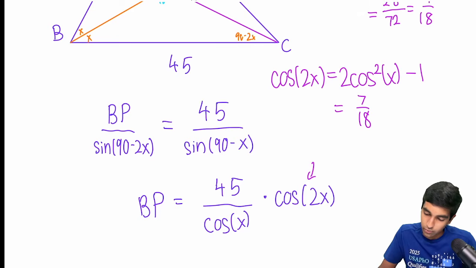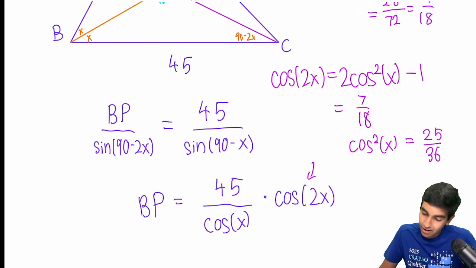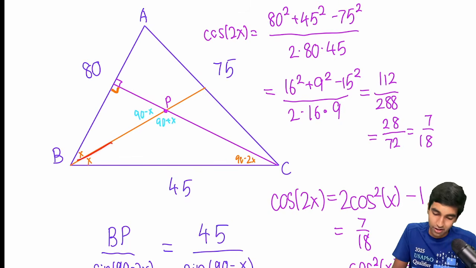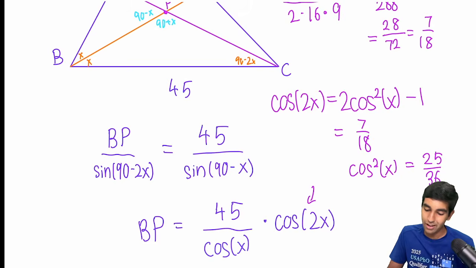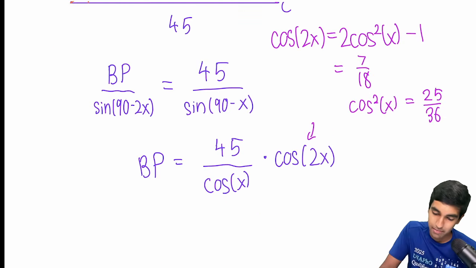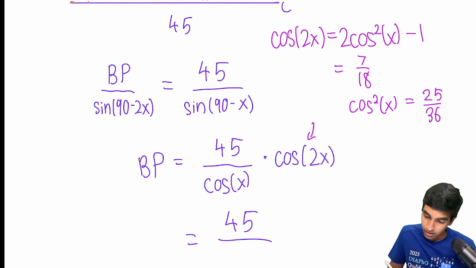And this is actually really nice. 2 cosine squared x equals 25 over 18. We divide by 2 on both sides to get 25 over 36. So cosine of x is plus or minus 5 over 6. But it's an acute triangle, so it's not going to be minus 5 over 6. We don't have to worry about that. Also, that would cause BP to have a negative side length. So we just substitute all that in, and then we get cosine of x.